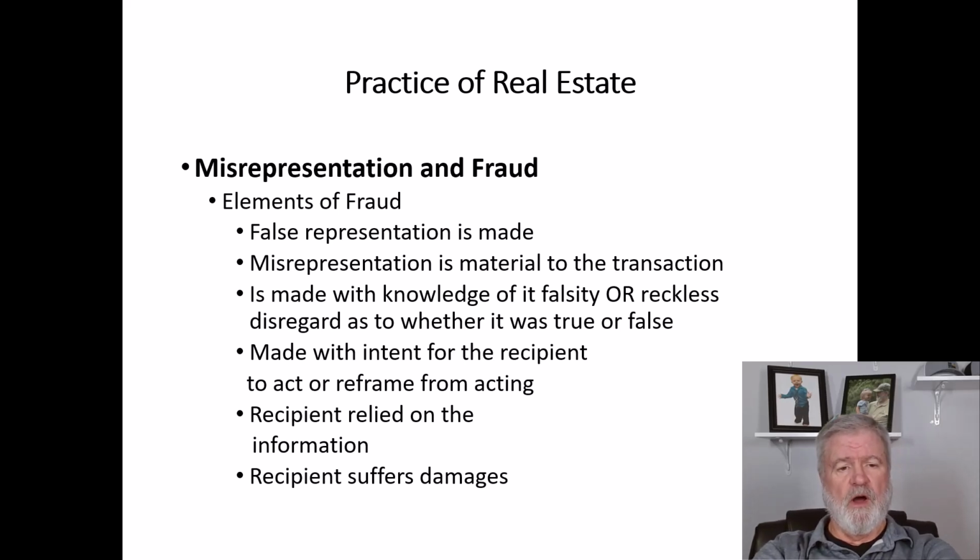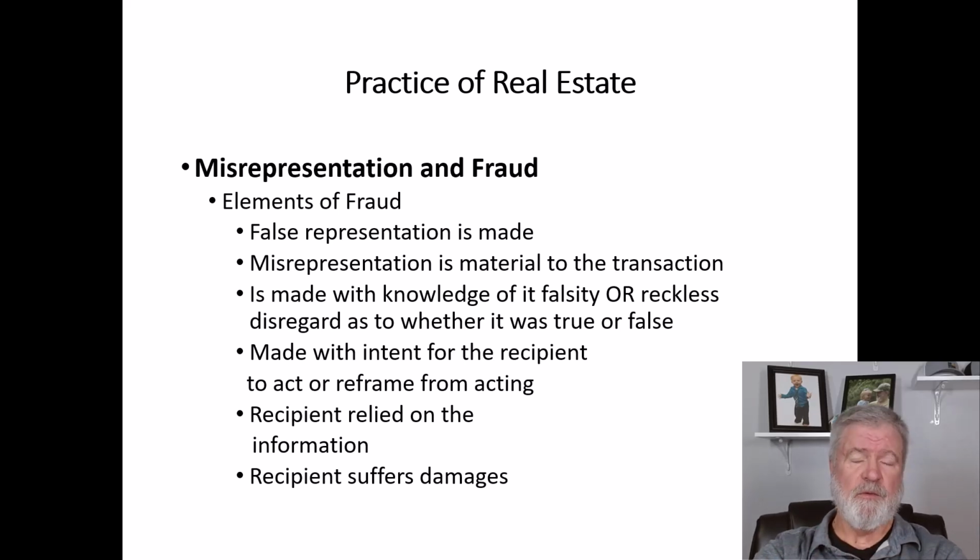The fourth element of fraud is when it's made with the intent for the recipient to act or refrain from acting. So in other words, when you provided the information, you intended for them to use the information in their decision-making process. Number 5, if they actually did, in fact, rely on that information. And then number 6, they suffered damages as a result of that information. So again, if they can prove all 6 of these elements, this is going to be a bad day. You're going to be liable for fraud.